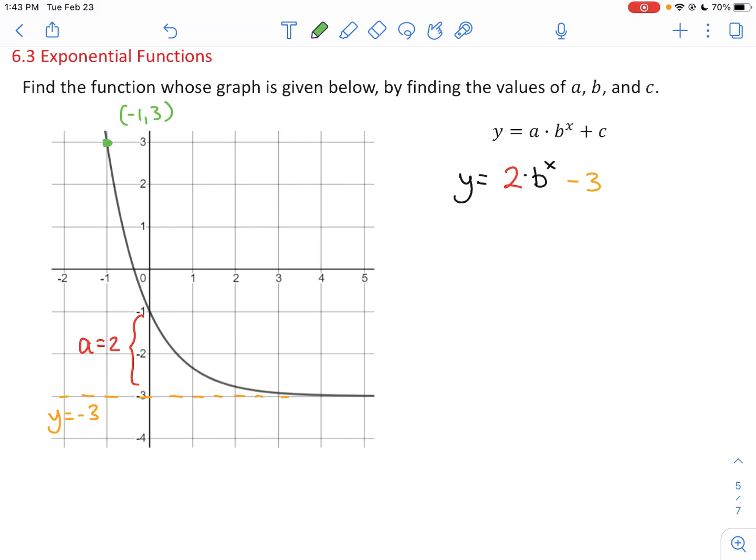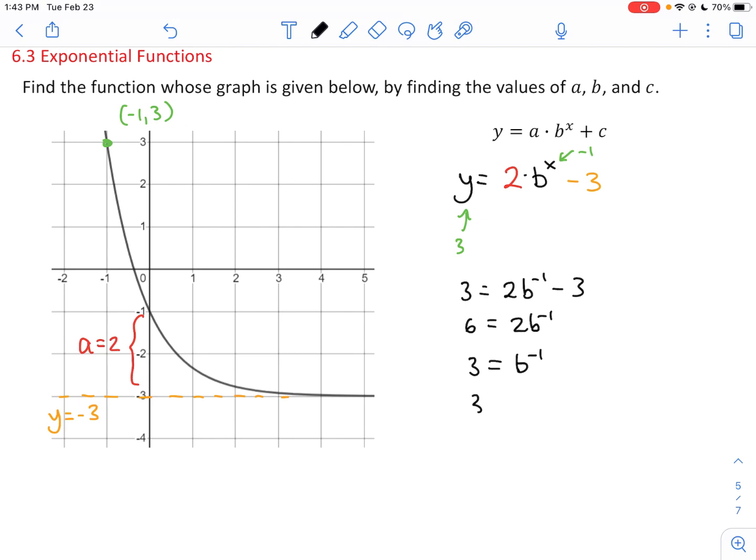So all we have to do now is plug in 3 for y, at the same time you plug in -1 for x, and then this creates an equation for which we can solve for b. So that gives me 3 equals 2b to the -1 minus 3. I'm going to add 3 to the other side. We get 6 equals 2b to the -1. Divide both sides by 2, so we get 3 equals b to the -1.